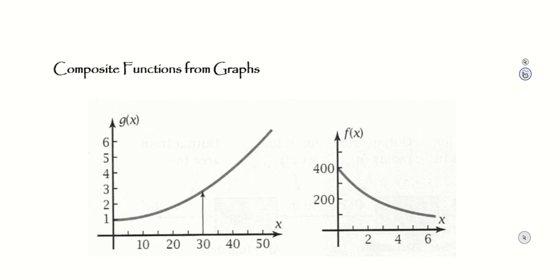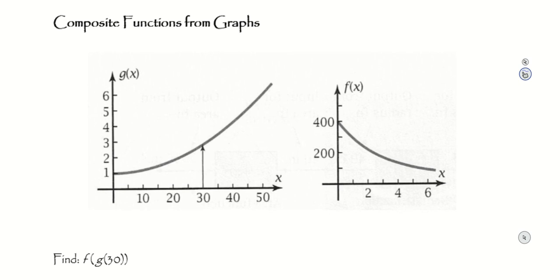So let's use that idea from a graphical perspective. This is how to find composite functions from graphs. We want to find f of g of 30. When we simplify, and we have nested parentheses, we've learned in the past that we work from the inside to the outside.